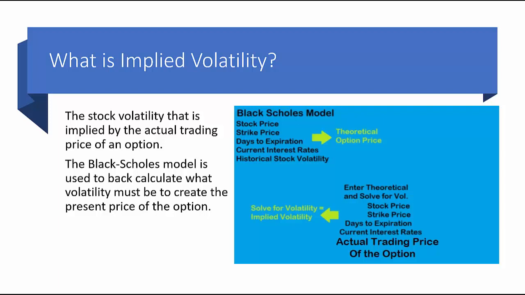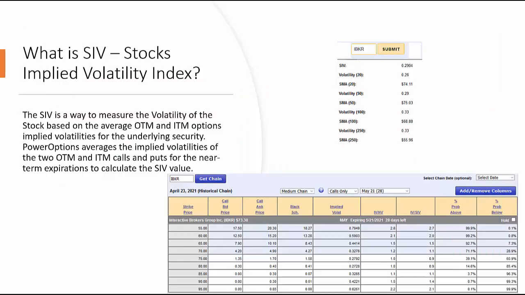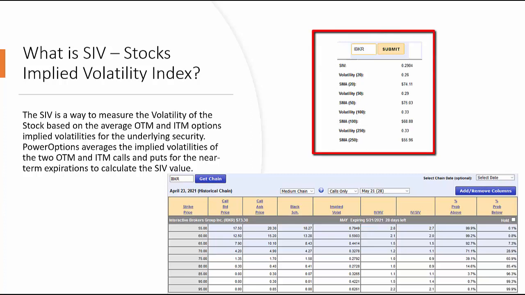Of course, if the implied volatility is lower than the historical stock volatility, you're likely looking at an undervalued option. What is SIV, the Stock's Implied Volatility Index? Well, it is a stock indicator. You can see it on the stock's quotes page as well as other positions when you're scanning for positions in the search tools or others.